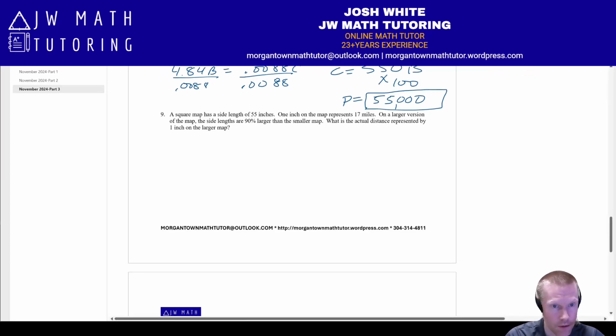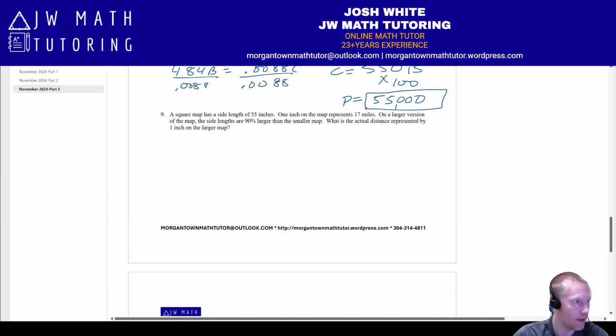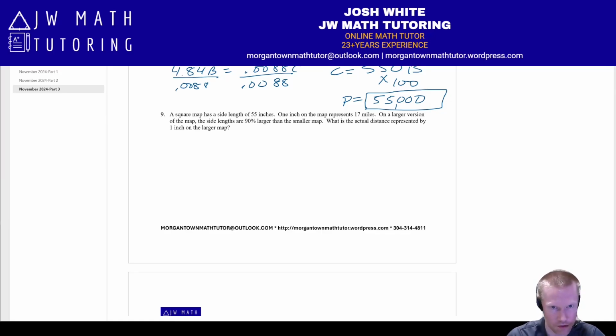All right, now problem 9. Here we have, again, a repeat question that we have actually seen before. Different numbers for this one, but again the same basic setup. So you have a map, and this map is 55 inches per side, and 1 inch on the map represents 17 total miles.